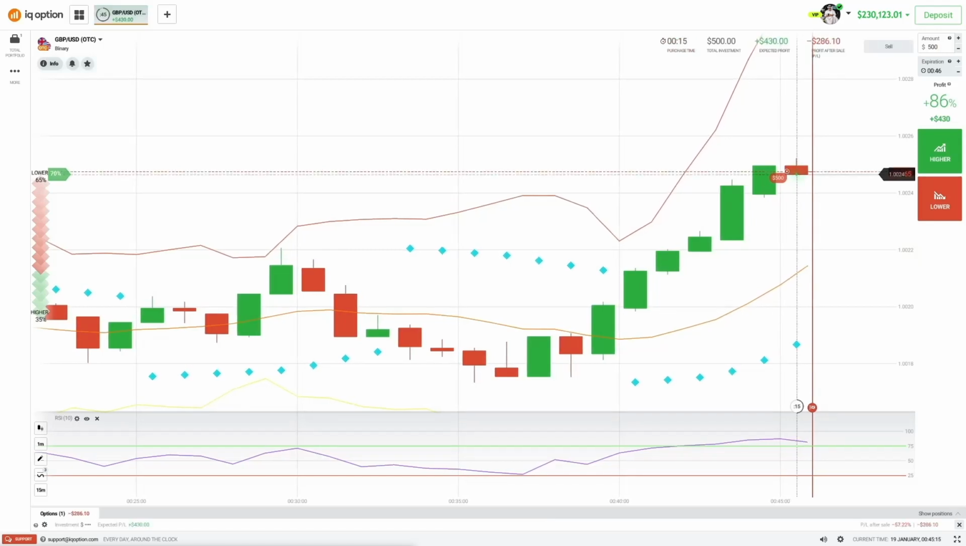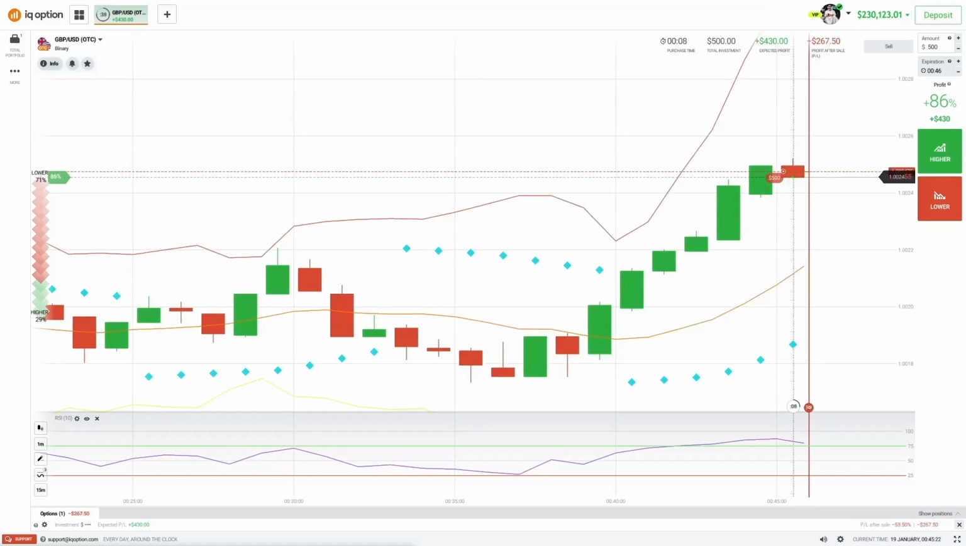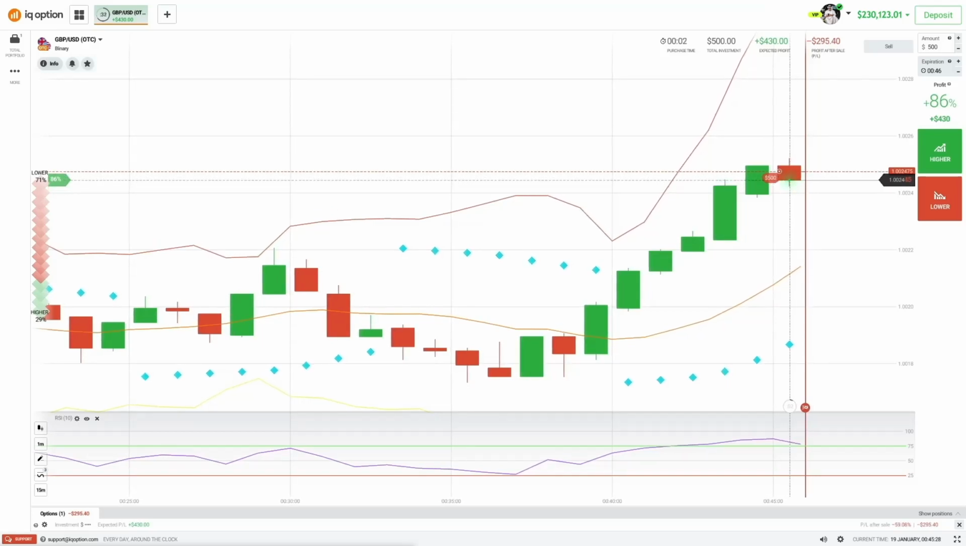By the way, this is illegal for me to share my balance with the public because of the policies of IQ Option. I hope that they will not delete my account.